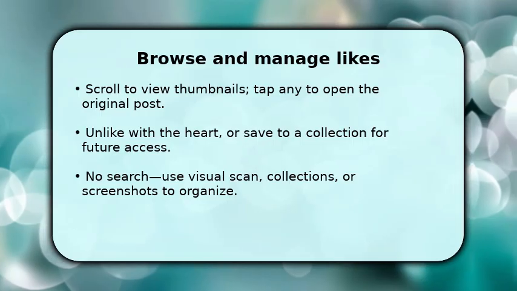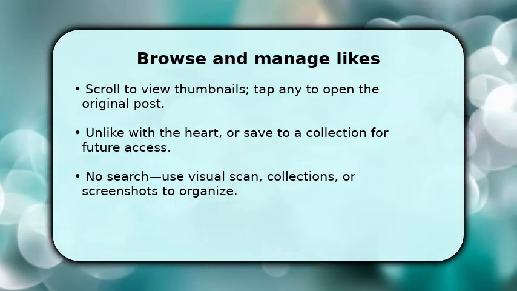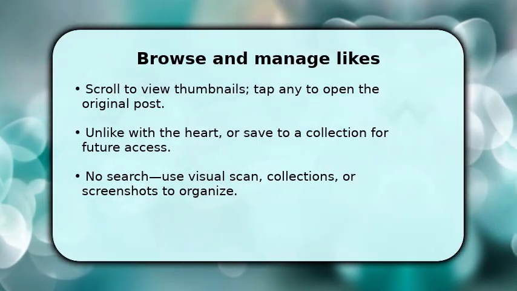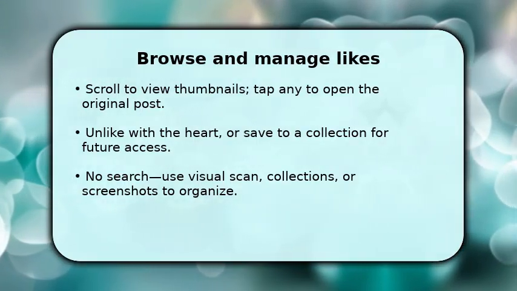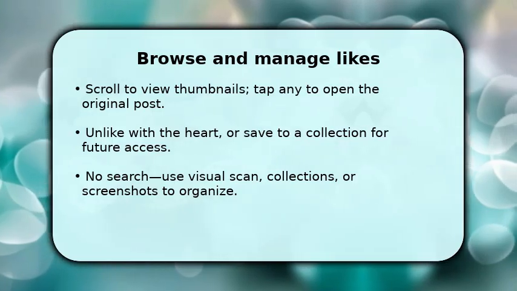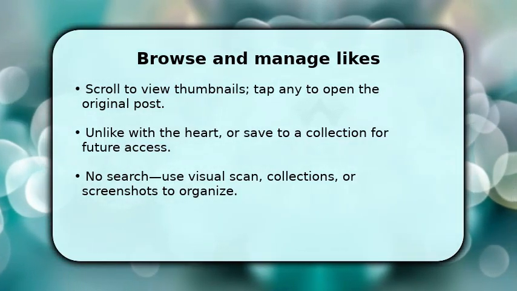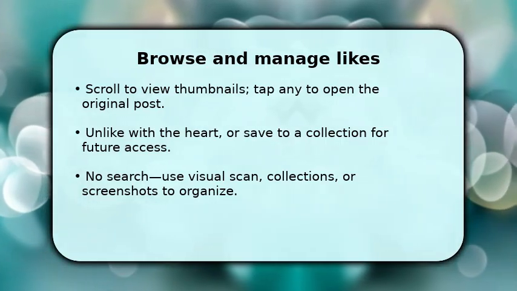If you want to keep a post, tap the bookmark to save it to a collection so you can find it later. There's no native search within liked posts, so visually scan or proactively save important posts. Also consider using Instagram's Save Collections to group favorites. This prevents losing track if you accidentally unlike something.